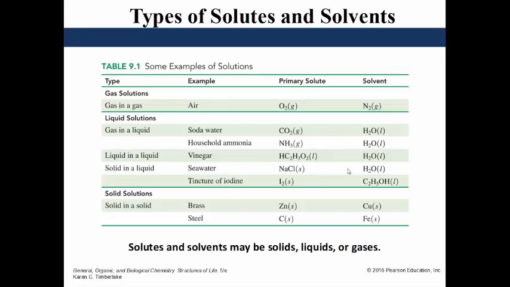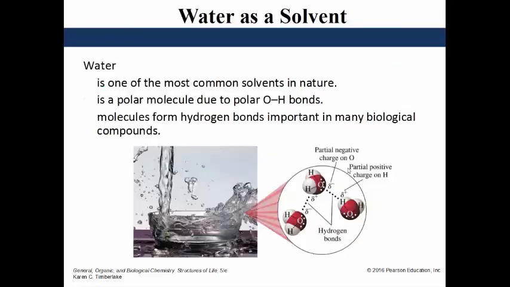So in almost every case, we're talking about a liquid solution. In most cases, not all, but in most cases, especially in chemistry and biology, the solvent will almost certainly be water. Now, water is probably the most common solvent found in nature, and it's a polar molecule due to the bond between the oxygen and the hydrogen. And the molecules that will form hydrogen bonds like this are very important in many biological compounds. This is a very commonly found type of bond found in biology in particular.